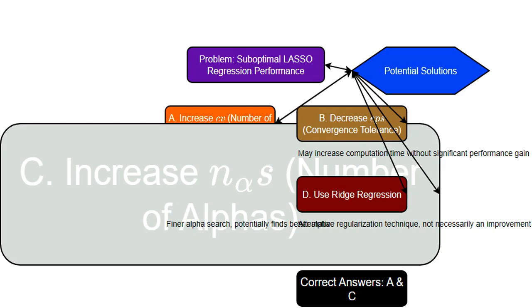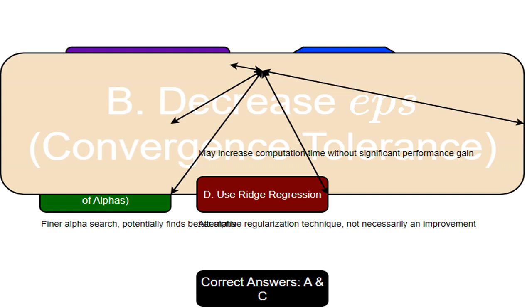LassoCV tests different values of alpha to find the best one. Increasing n_alphas means I'll test many more alphas. This gives me a better chance of finding the optimal alpha, which might be hiding between those initially tested. A finer search means a potentially better model.